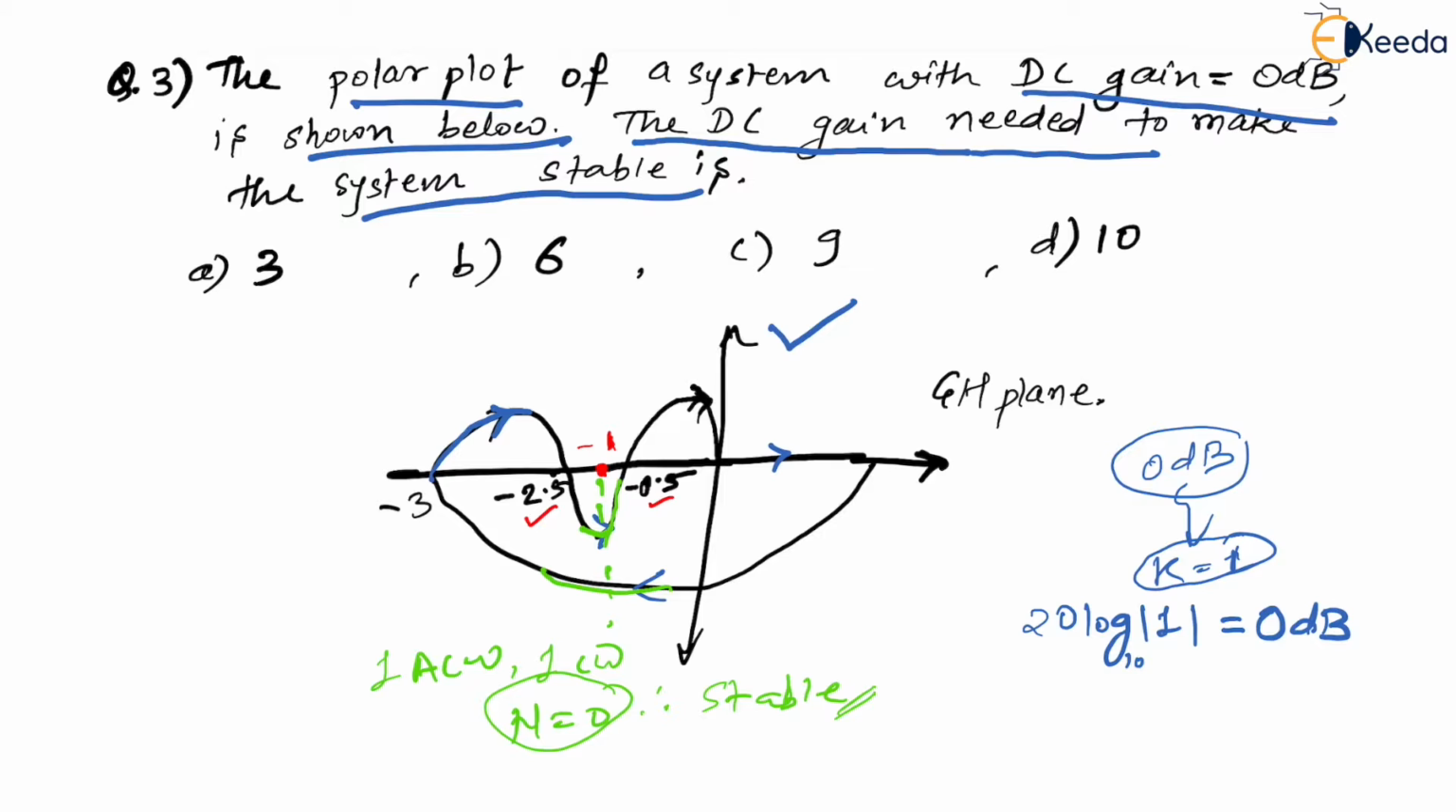What are they asking you? The DC gain needed to make the system stable is, that is what they are asking. Means now I have to generalize the things. I will tell you how.